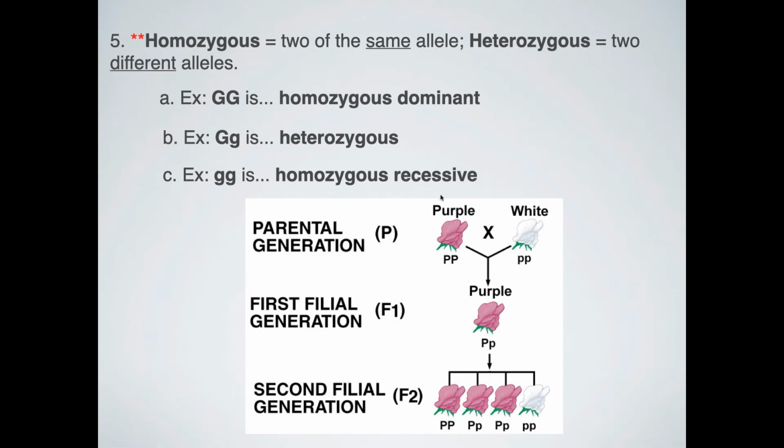So if I'm going through this, I should be able to label this with which one is which. So this is homozygous dominant. This is homozygous recessive. This is heterozygous. This is homozygous dominant. These are both heterozygous, and this is homozygous recessive.